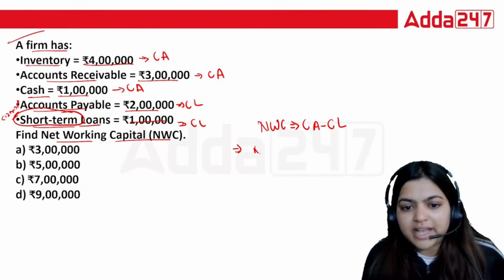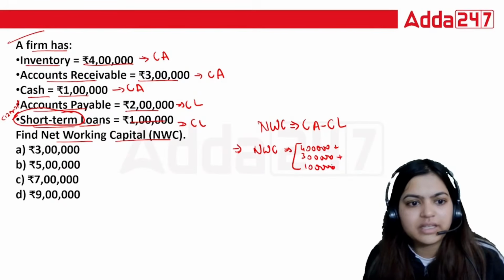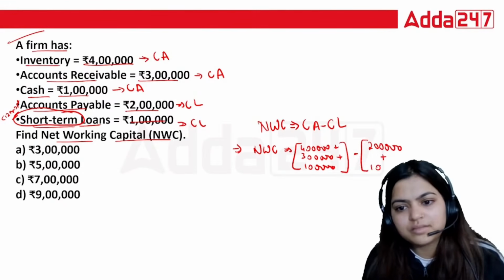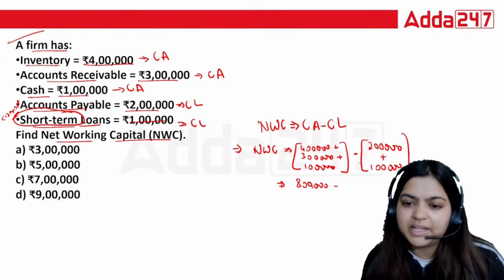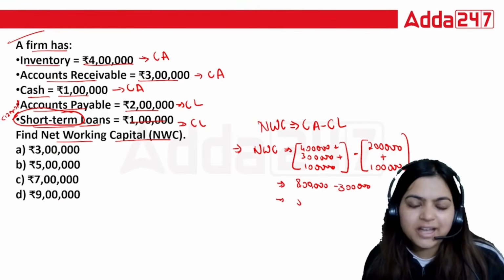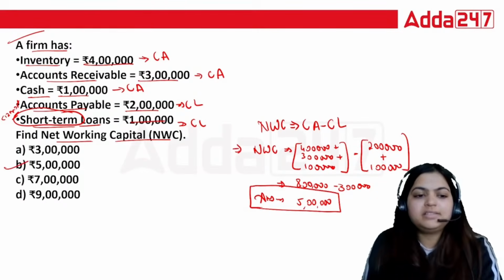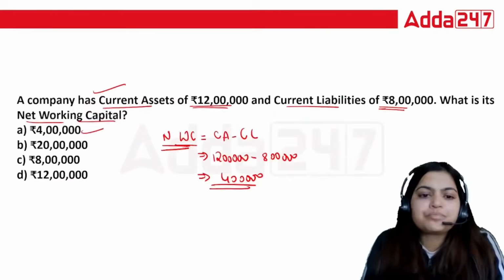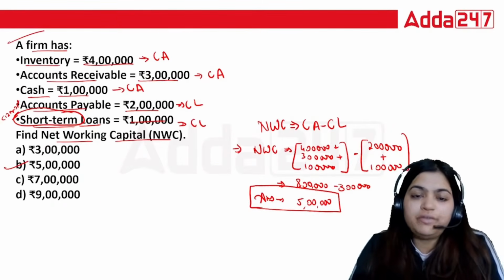So let's calculate NWC equal to current assets 4 lakh plus 3 lakh plus 1 lakh, which is 8 lakhs, minus current liabilities 2 lakhs plus 1 lakh, which is 3 lakhs. So 8 lakhs minus 3 lakhs, your net working capital is going to be 5 lakhs. I hope everyone understood this point. So we have seen one basic question and one advanced type of question which they can ask in your exam, where they give you more details.